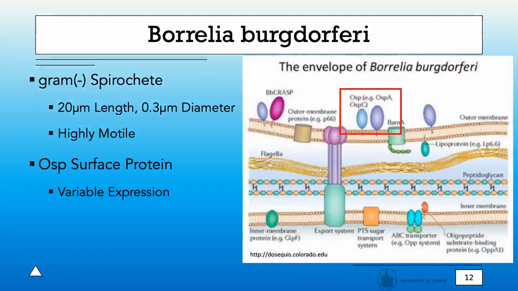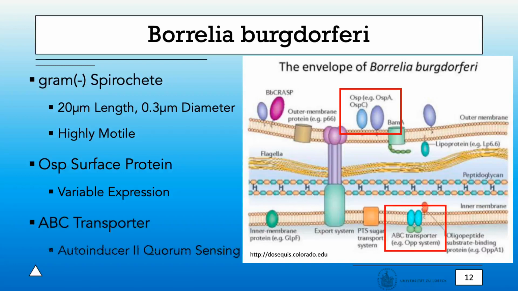And here we can see that it has a rather complex membrane structure, with the 2 double membranes and peptidoglycan layer of gram-negative bacteria, a space in between for the flagella, and different membrane-bound, integral or transmembrane proteins. The OSP surface protein, in particular, will be important for later. During the tick bite and infection, Borrelia changes its outer surface protein, but within the tick gut, it's always OspA.